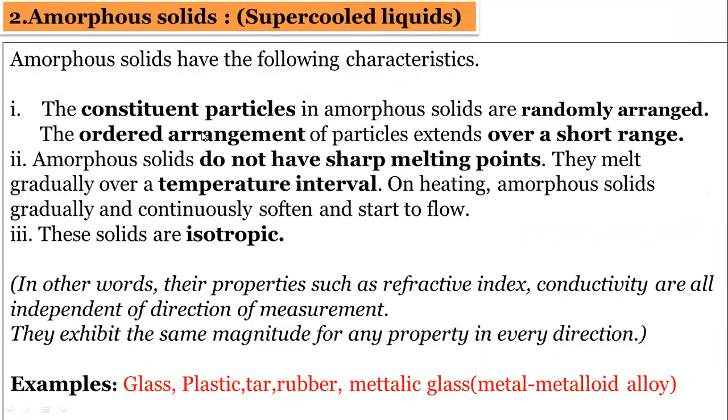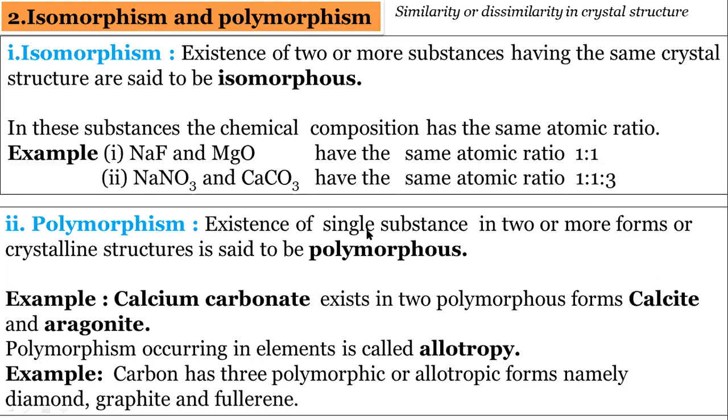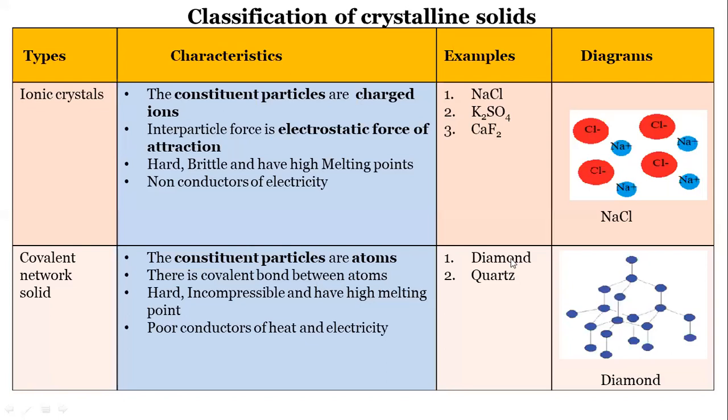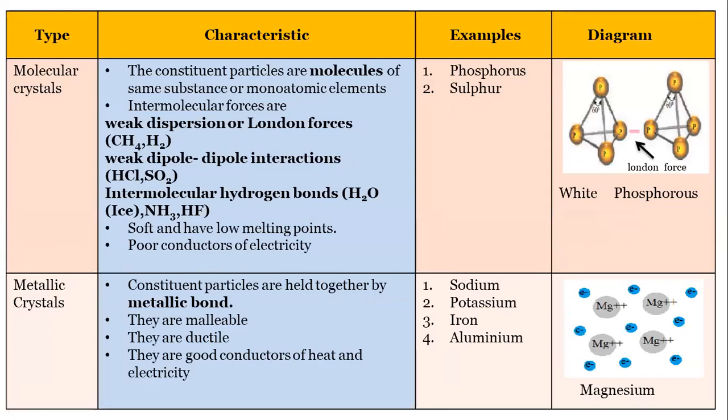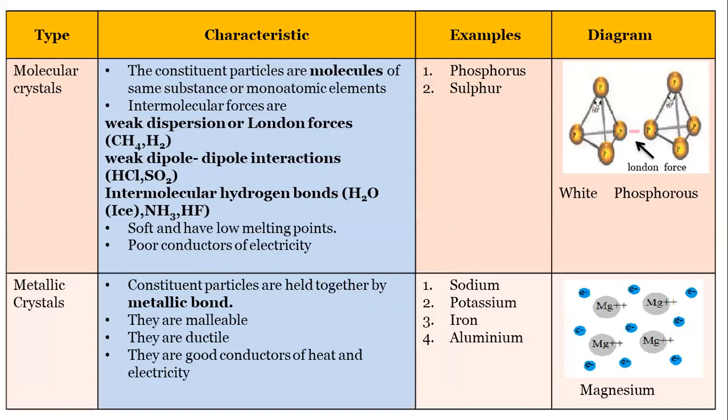Crystalline solid, it is removed. Amorphous solid, it is also removed. But this property is anisotropy, isotropy is also deleted. But this isomorphism, polymorphism, it is not deleted. Remember, this is deleted. This classification we can, at a glance, remember from these 2 slides. With these 2 slides, we can understand all the classification: ionic solids, crystalline, ionic, covalent, and molecular and metallic solids. So all these slides are covered in these 2 slides. At a glance, we can read at the time of examination.